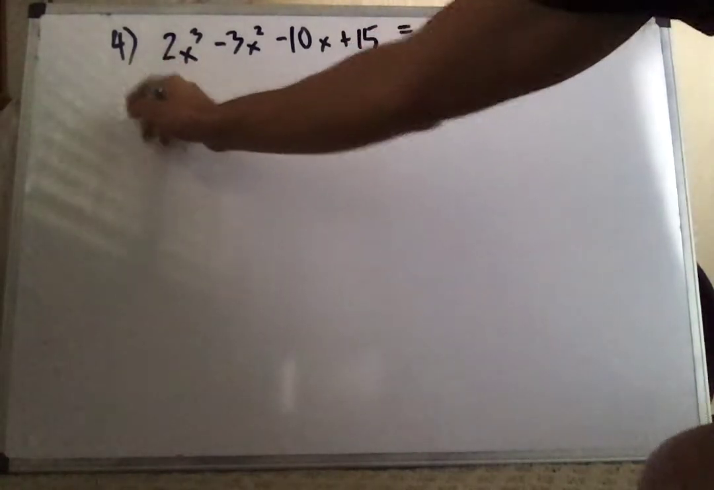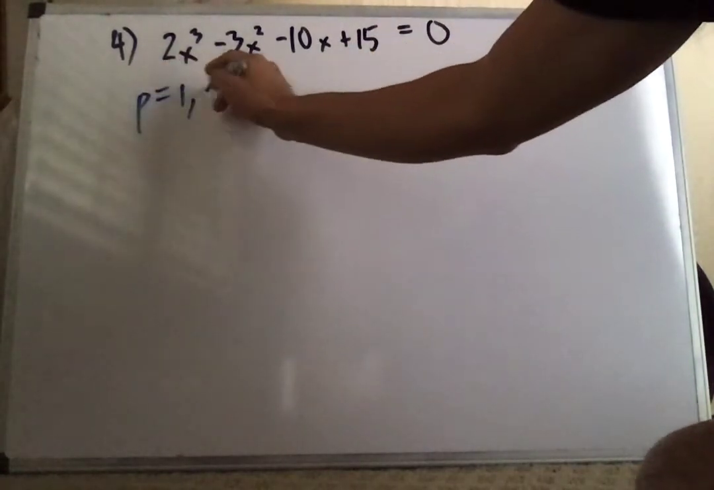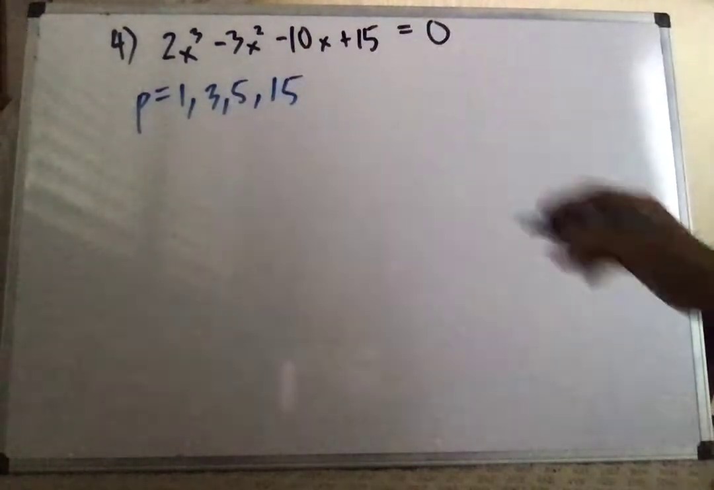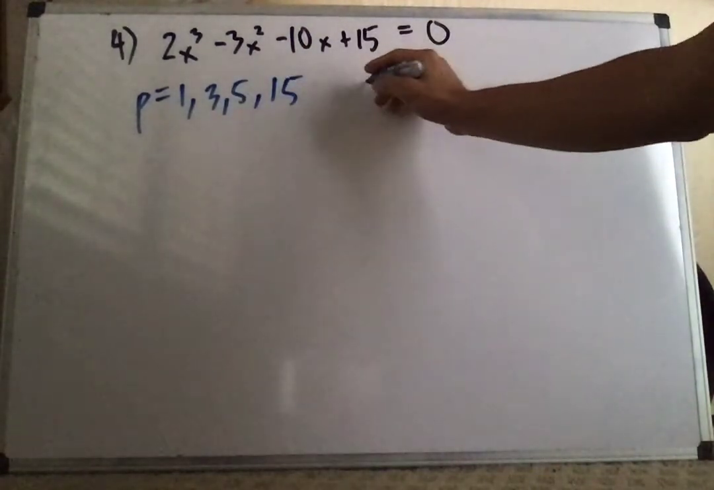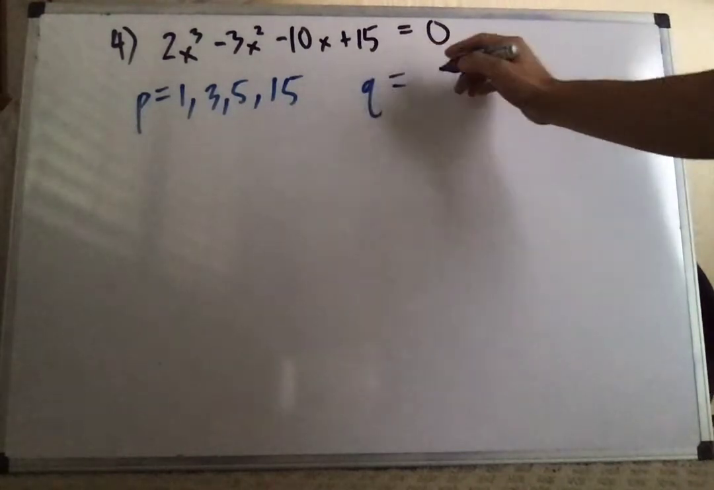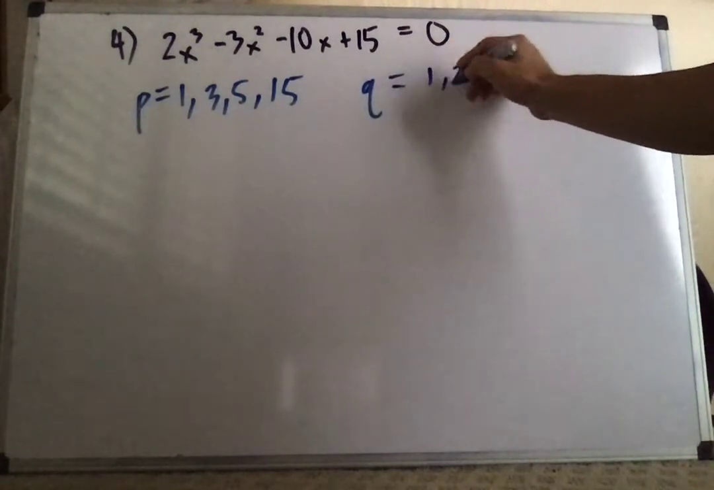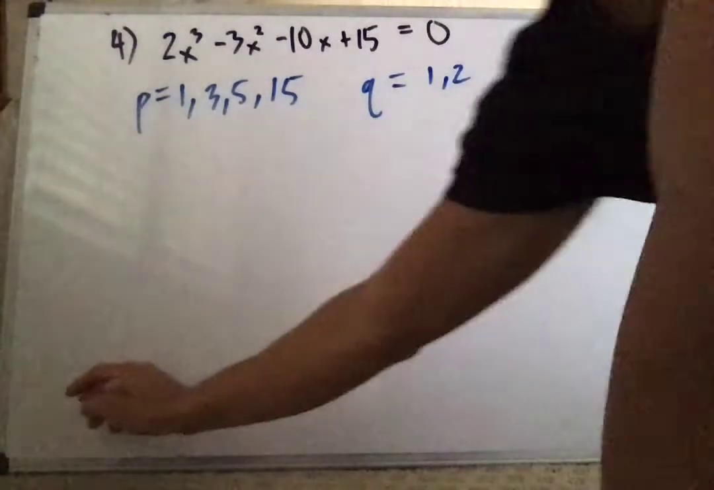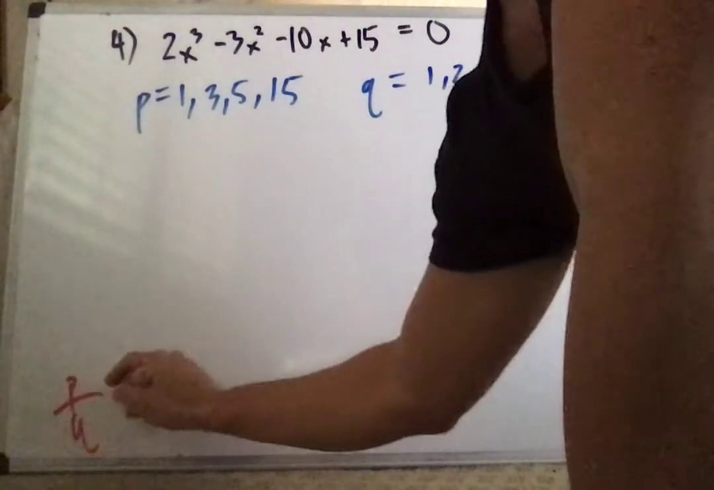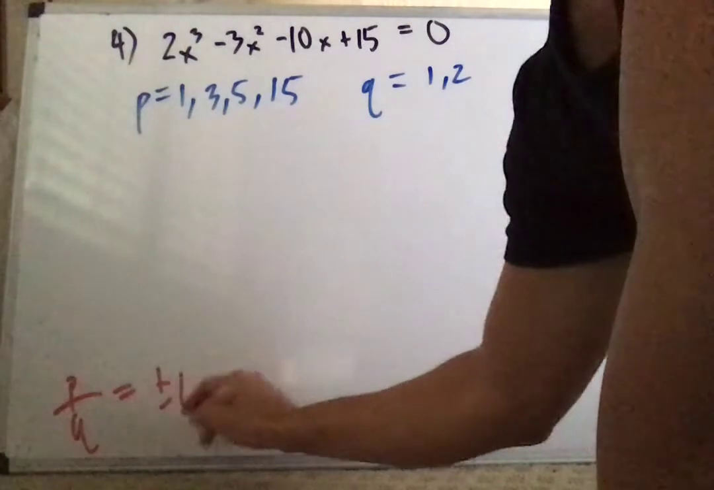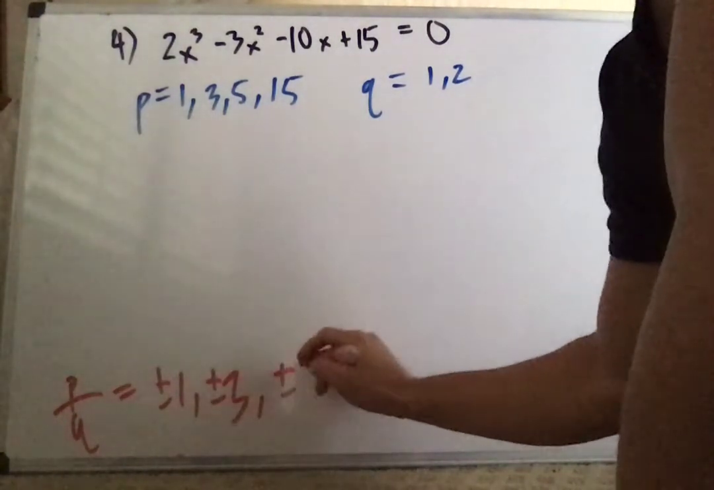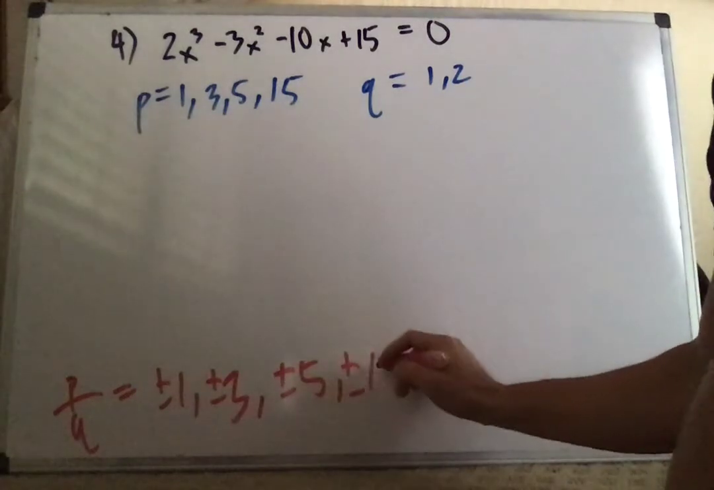P is equal to anything that divides 15. That's 1, 3, 5, and 15, right? That's it, yeah? Yeah, sweet. And then Q is going to be 1 or 2. Okay, so I have two things Q could be. That means P over Q, we're going to do all the whole numbers first, plus or minus 1, plus or minus 3, plus or minus 5, plus or minus 15.